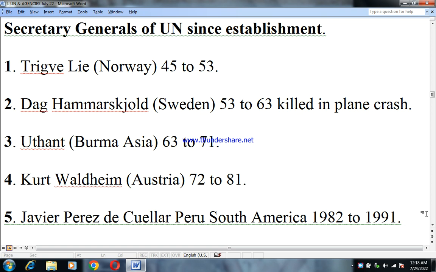Now, Secretary Generals of United Nations since its establishment. Number 1, Trygve Lie. He belonged to Norway. He remained Secretary General from 1945 to 1953. Number 2, Dag Hammarskjöld. He belonged to Sweden, 1953 to 1963. He was killed in a plane crash in Africa.